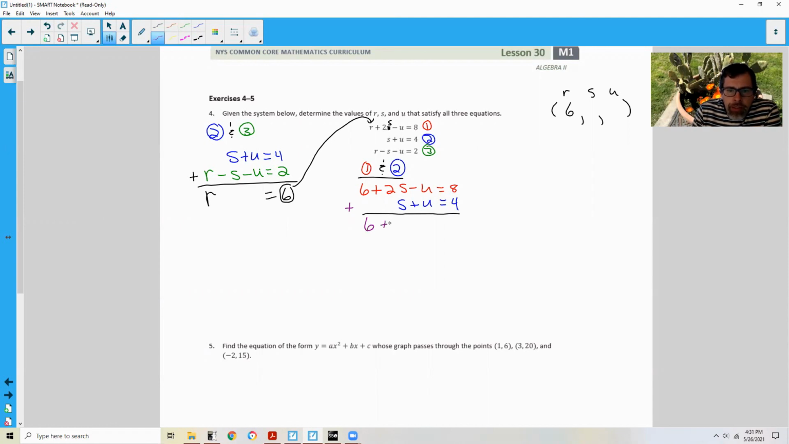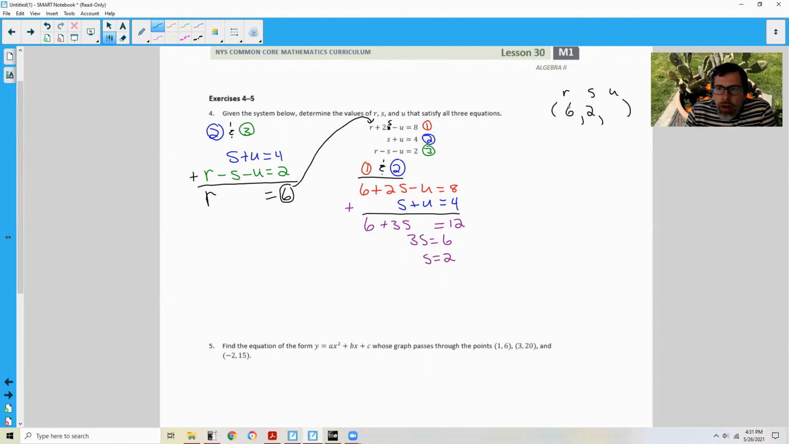2S plus S is 3S. Negative U plus a positive U is 0. 8 plus 4 is 12. Subtract 6 over to the other side. 3S equals 6. Divide both sides by 3, and we get S to equal 2. So I'll put that right here.